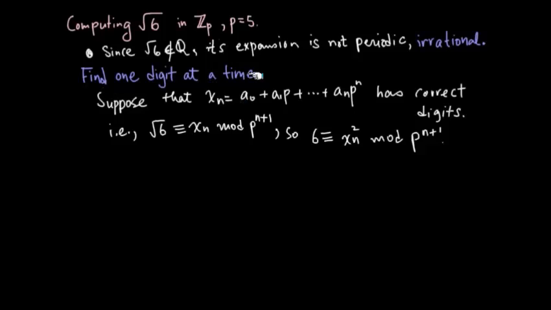How we're going to do it is find one digit at a time. If we have the correct digits up to p to the n, we use that information to figure out the next correct digit, the n plus 1 digit. We use this root 6 notation, but what this really means is a number whose square is 6. So we're looking at this x_n, an approximation up to the p to the n plus nth power. If this is a number that we're looking for, it must have the property that its square is approximately 6.